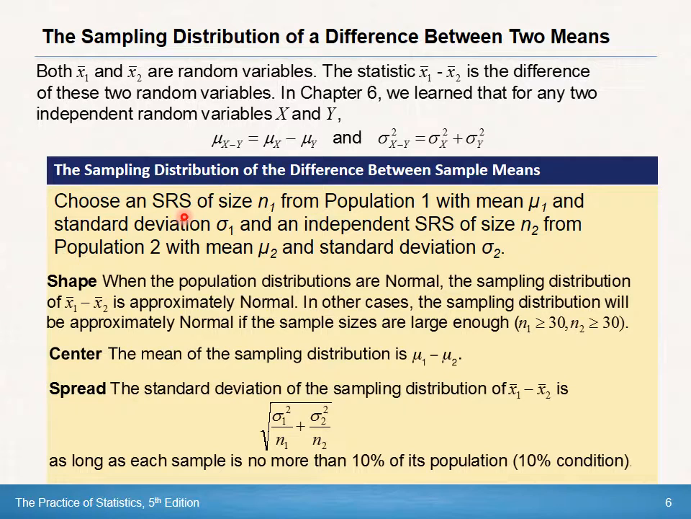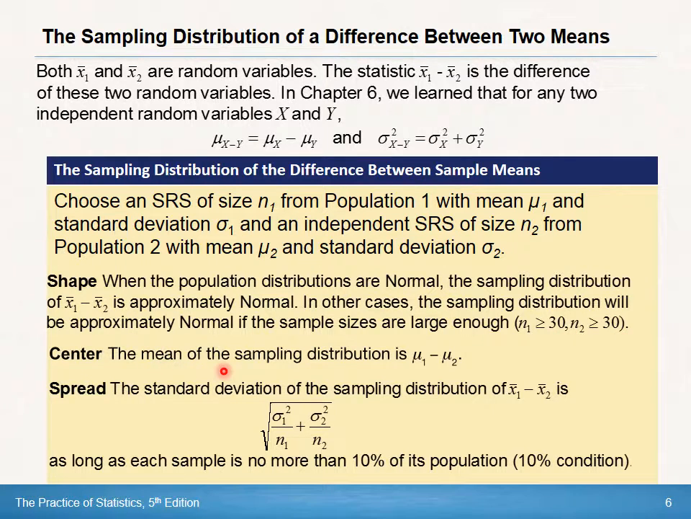So, shape: when the population distributions are normal, the sampling distribution of the differences will also be approximately normal. In other cases, the sampling distribution will be approximately normal if the sample sizes are large enough, just like before, if the sample sizes are bigger than 30.